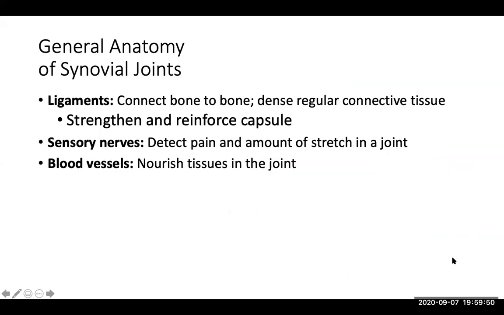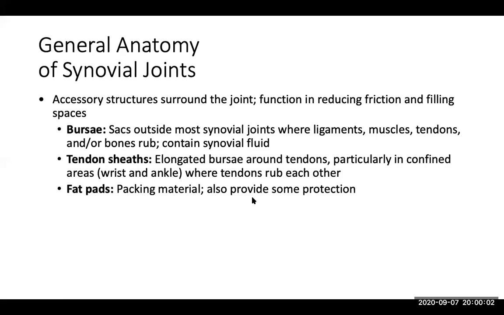Synovial joints also have ligaments that connect bone to bone. These strengthen and reinforce the joint capsule, and then it also has sensory nerves and blood vessels to help nourish tissues in the joint. More accessory structures, we have bursa or bursae. These are sacs outside of most synovial joints where ligaments, muscles, tendons, and bones rub. They'll contain synovial fluid. Tendon sheaths are elongated bursa around tendons, particularly in your wrist and ankle where tendons rub together. And then fat pads are just extra packing material that help to provide some sort of protection.